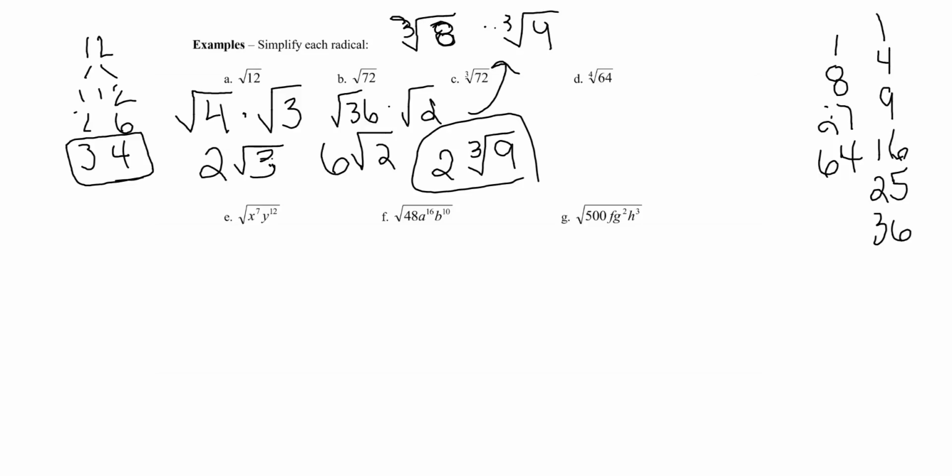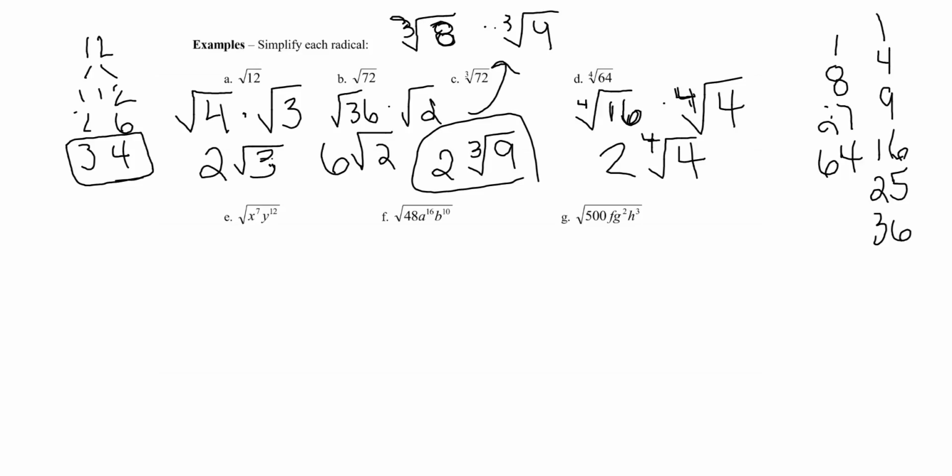For D, we need perfect fourths. And this one's tough, but I do know that 16 times 4 will give me 64. The fourth root of 16 is 2. So 2 times the fourth root of 4 is my final answer.